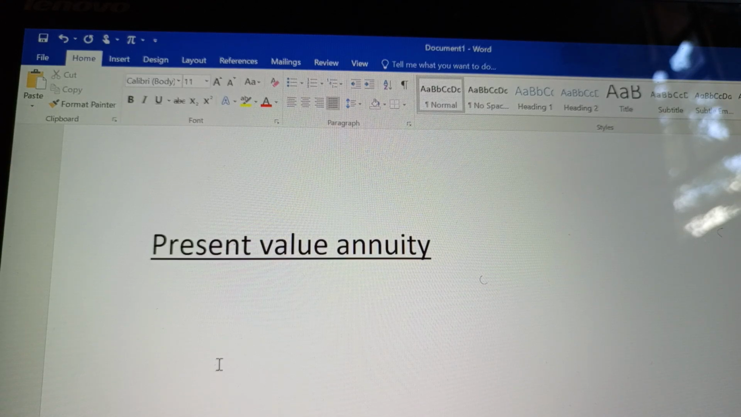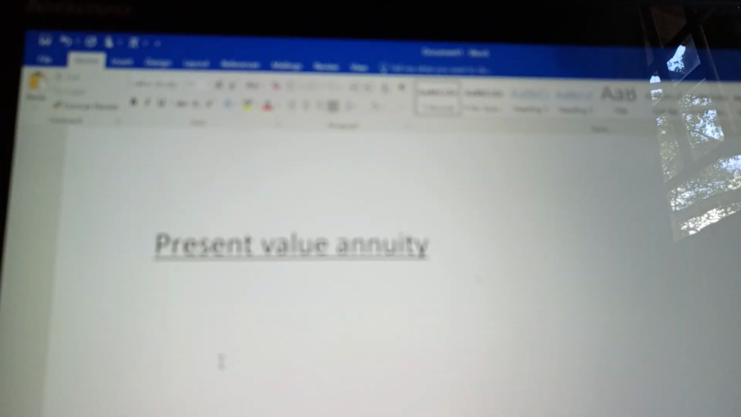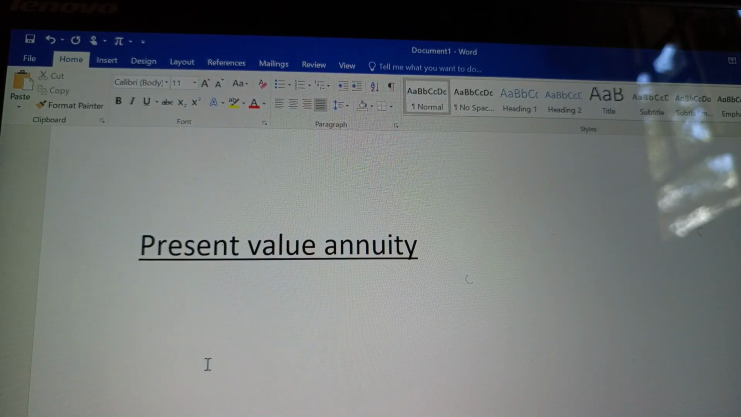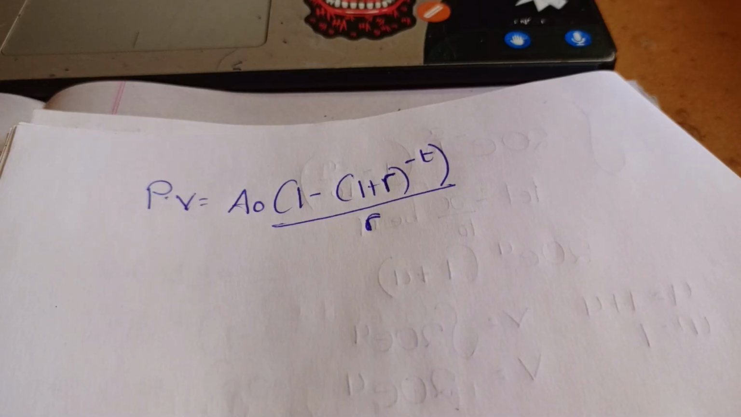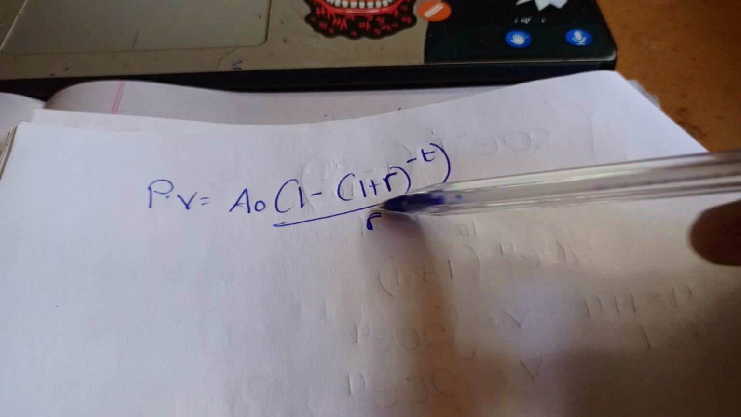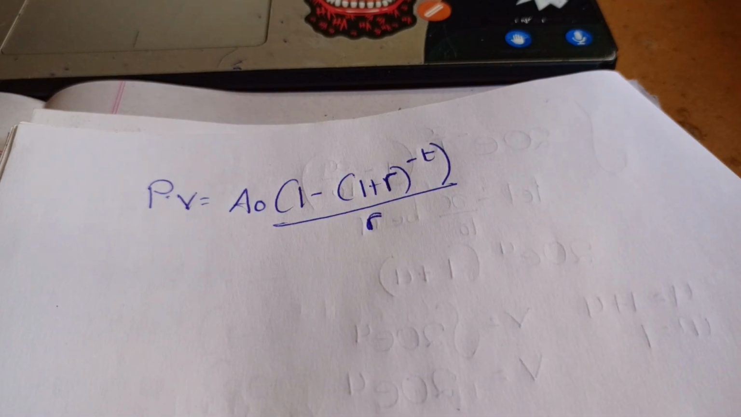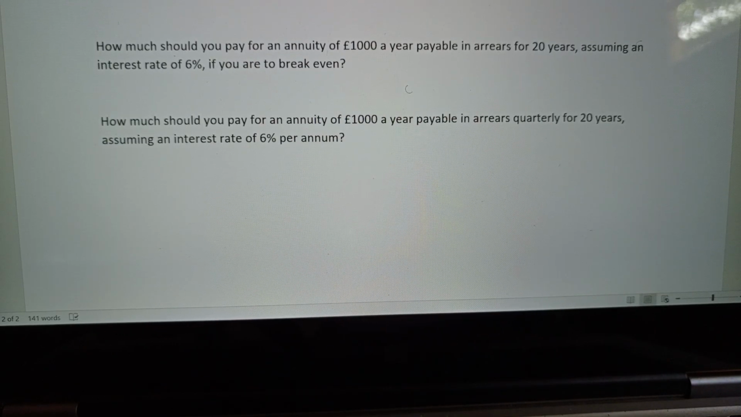So with me, I have the formula which will guide you in solving present value annuities. This is the formula that we have, but remember we can change the value for R when we have been given the compounding periods, which is quarterly, biannually, semi-annually, monthly, or daily. I have two examples to help us understand how present value annuities are calculated.